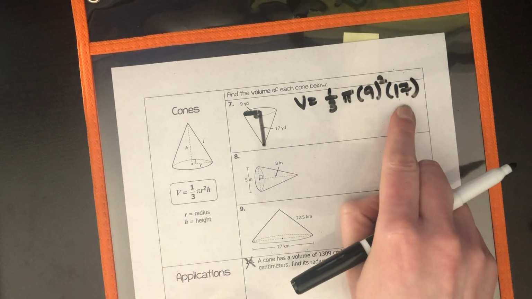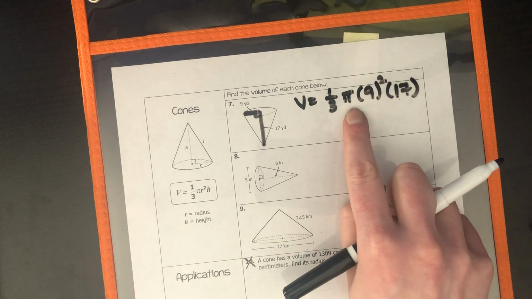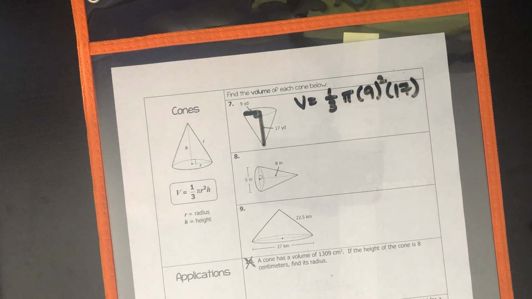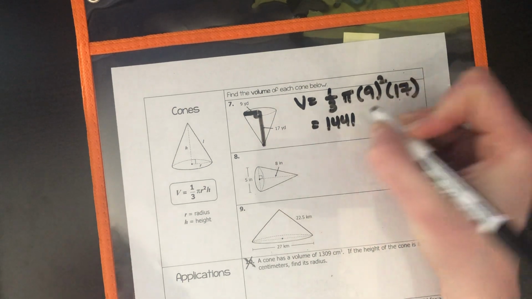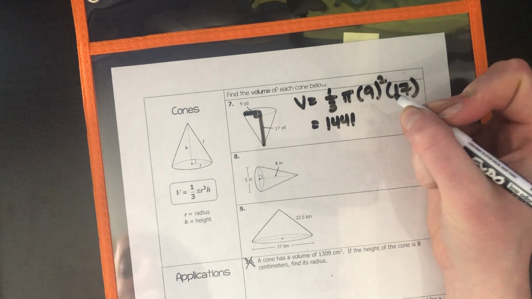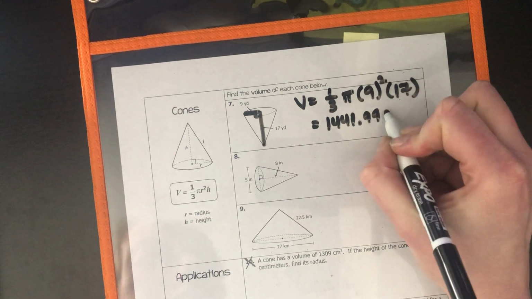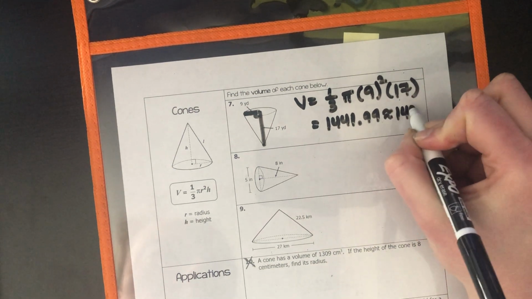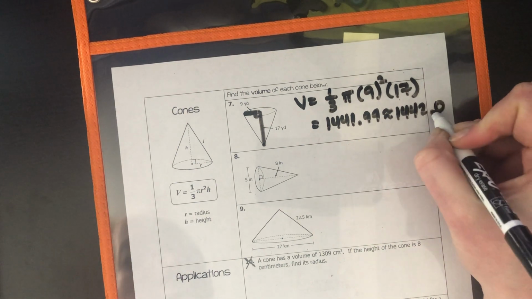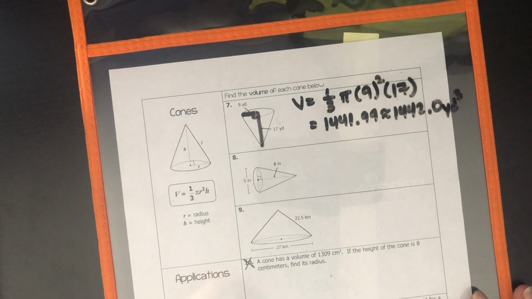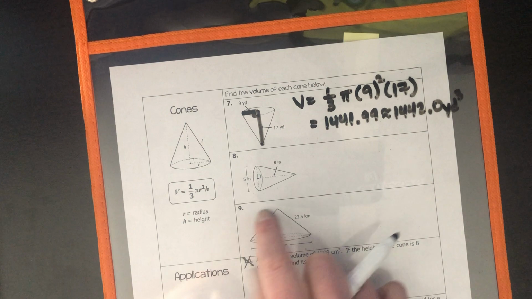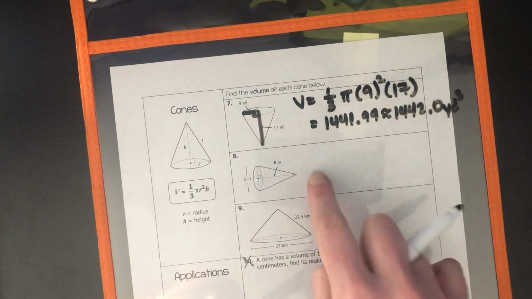So if I do 9 squared times 17 times pi, and then divide by 3, or times it by 1/3, either way, you will get 1,441.99, but I said round to the tenths place, so it would actually be about 1,442.0 yards cubed. Okay, and that's it. Number 8, identify the radius, and I want you to find the volume.